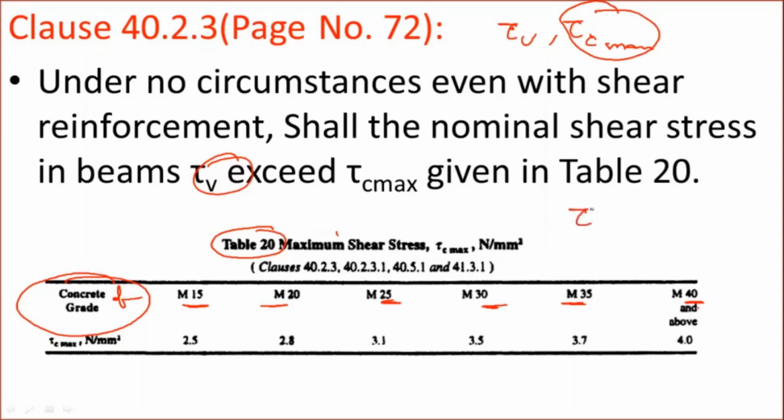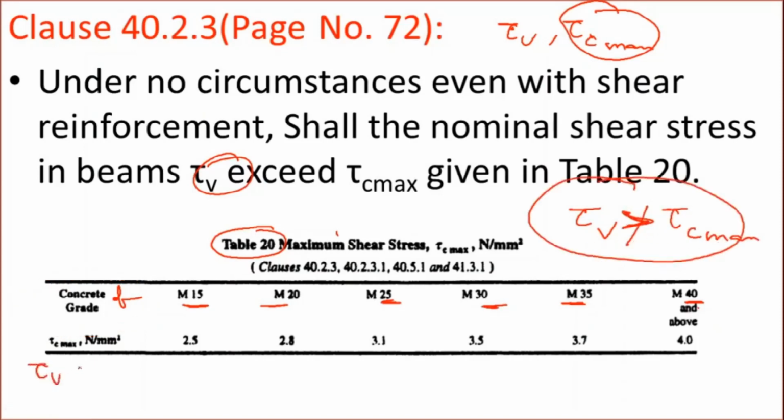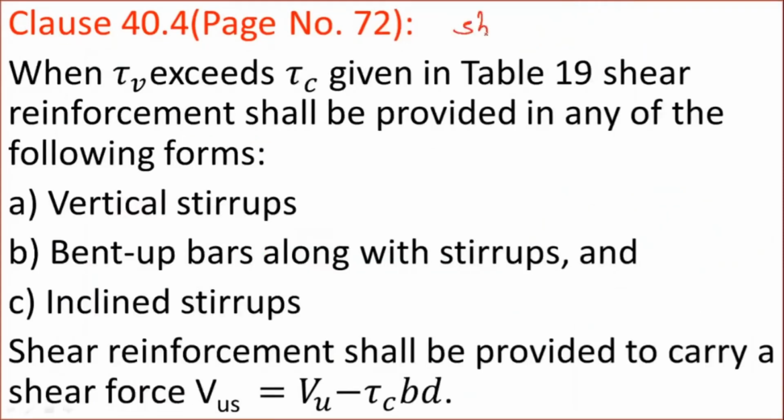Now this clause says that in no case tau v can be greater than tau c max. So if tau v is greater than tau c max, then what we have to do is redesign the section. In no circumstance can tau v be greater than tau c max. That's what this clause is regarding the shear reinforcement.